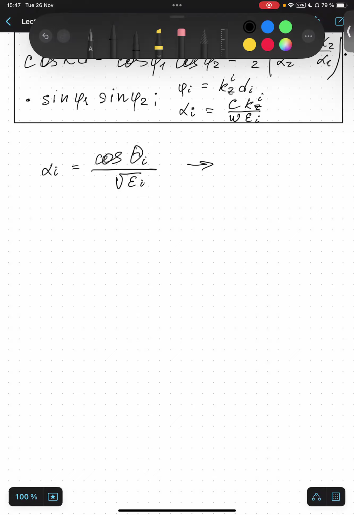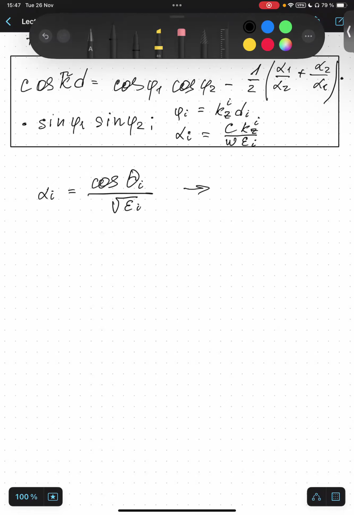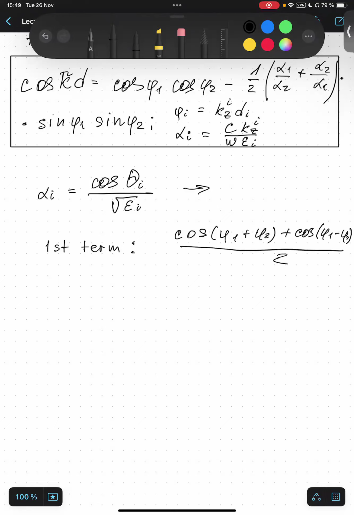We can further transform this expression. For example, the first term, we can rewrite it with a sum of cosines, cosine of phi 1 plus phi 2 plus cosine of phi 1 minus phi 2, divided by 2, and also the second term.